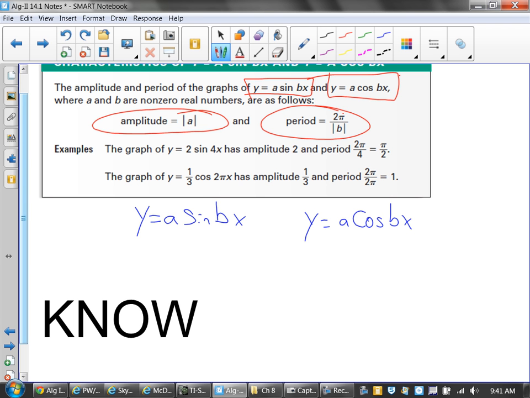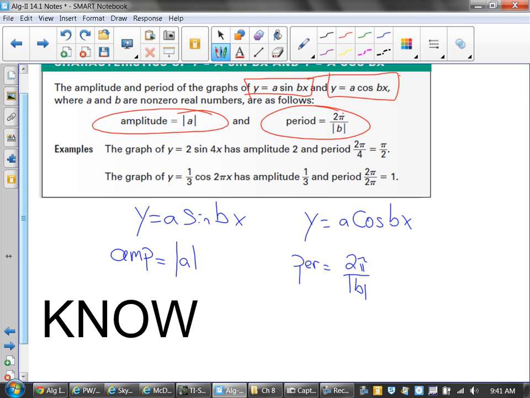Remember, your amplitude is how high up and how low it goes. The period is how long it takes to make one full revolution. Your amplitude... into the absolute values. Okay?